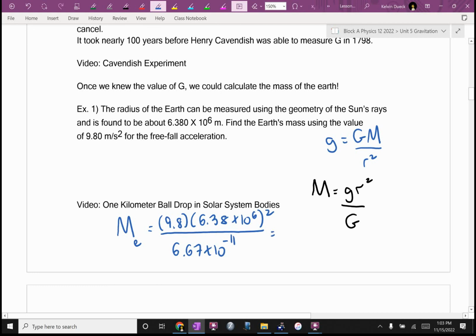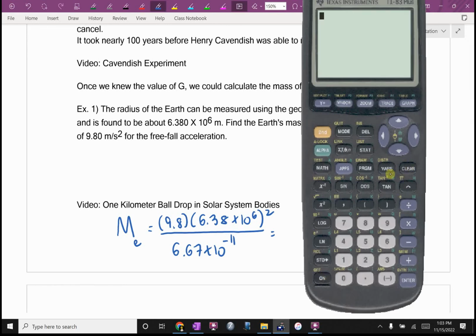All of you should try typing these in, because you're going to have to get very good at your scientific notation buttons during this unit, because we're going to be using the actual numbers from the universe and they're just not convenient. So, 9.8 times 6.38 times 10 to the 6th, don't forget the squared, divided by 6.67, scientific notation button, negative 11. The answer you're hoping to get is 5.98 times 10 to the 24th. If you don't, later on snag me and I'll show you how to use your scientific notation button. But see if you get that.